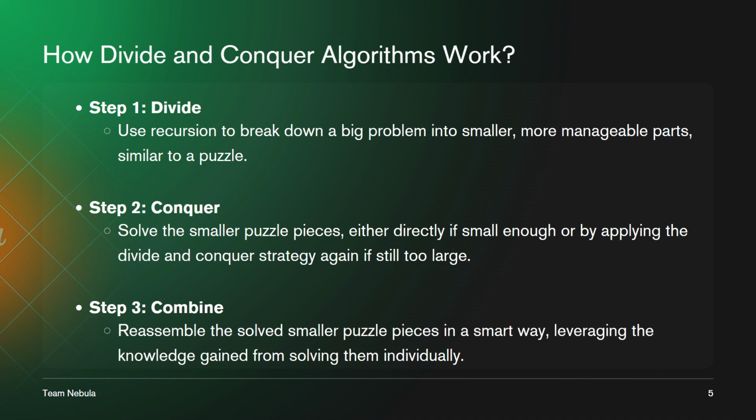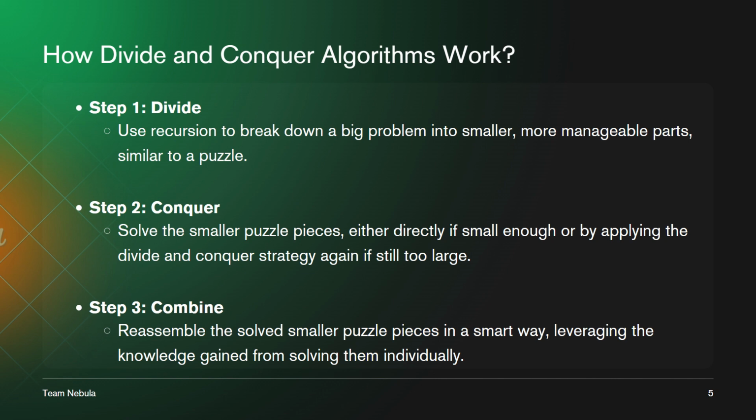Alright, let's take a closer look at how these divide and conquer algorithms actually work. Think of it like following a recipe to solve complex problems. Step 1. Divide. Imagine you have a big problem that's like a puzzle with many pieces. In this step, we slice that big problem into smaller, more manageable parts. We do this using recursion, which is like breaking down the puzzle into smaller and smaller pieces.